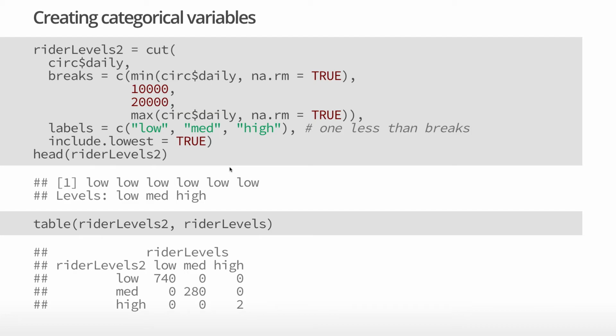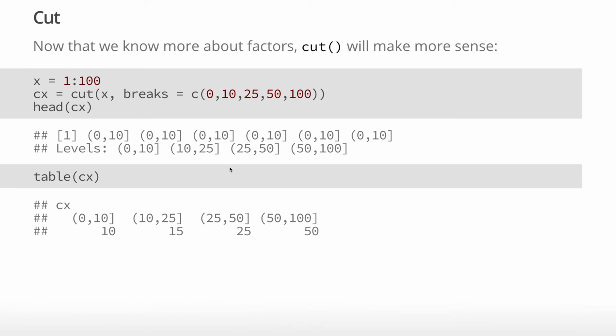And then we can just do a table to show that it gives you the exact same result as using that if statement. So we just want to show you the notation. We just did 1 to 100 and we just said cut, and those are the breaks. Again, the parenthesis means 0 is not included, 10 is included. So here we see the levels of that data. And if we table them, obviously 10 cases are within 0 to 10, 15 are from there, and so on and so forth. So that's the notation you would get by default if you don't explicitly set the labels.